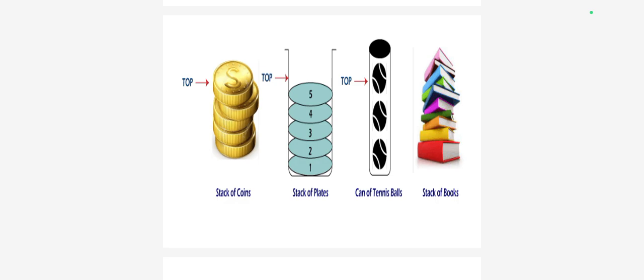Now here are some examples of the stack. The first example is a stack of coins. Here coins are placed one above the other. Then a stack of plates, where plates are placed one above the other. Cans of tennis balls are also placed one above the other. And a stack of books, where books are placed one above the other. These are some examples of the stack.